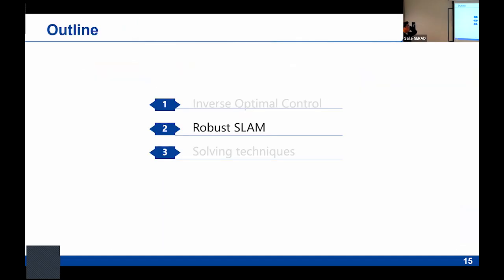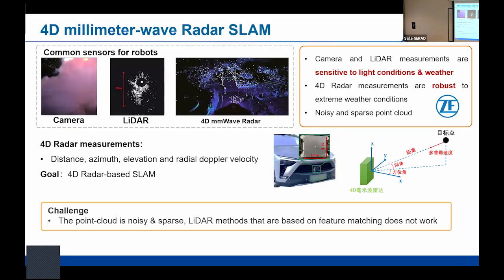Now this is the first part of my talk, and then I will talk more about robust SLAM and its solving techniques. For common sensors for robots, they are basically categorized into, for example, cameras and LiDAR sensors. One thing that we would like to use is the 4D millimeter wave radar. By the way, this project is sponsored by ZF, a tier one supplier for commercial cars. They have these radar sensors.